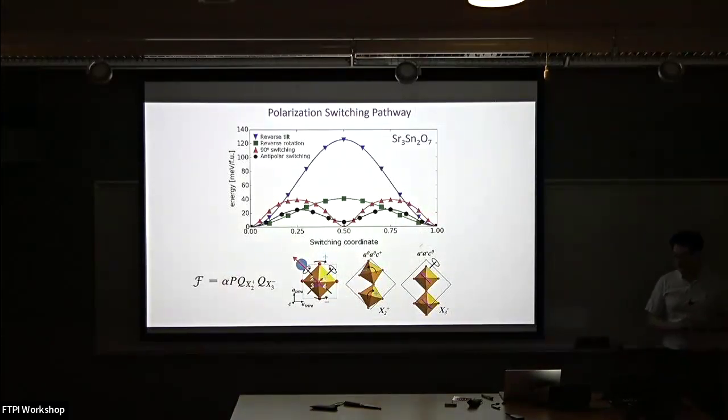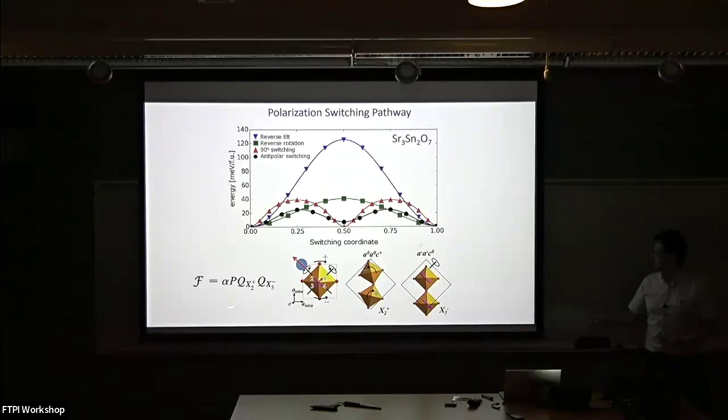And in order to understand the low switching barrier, our collaborator performed a DFT calculation. As you remember, the free energy of hybrid improper ferroelectricity is a trilinear coupling of the polarization, rotation mode, and tilting mode. Which means if we want to flip the polarization, we can either reverse the tilting mode or reverse the rotation mode.